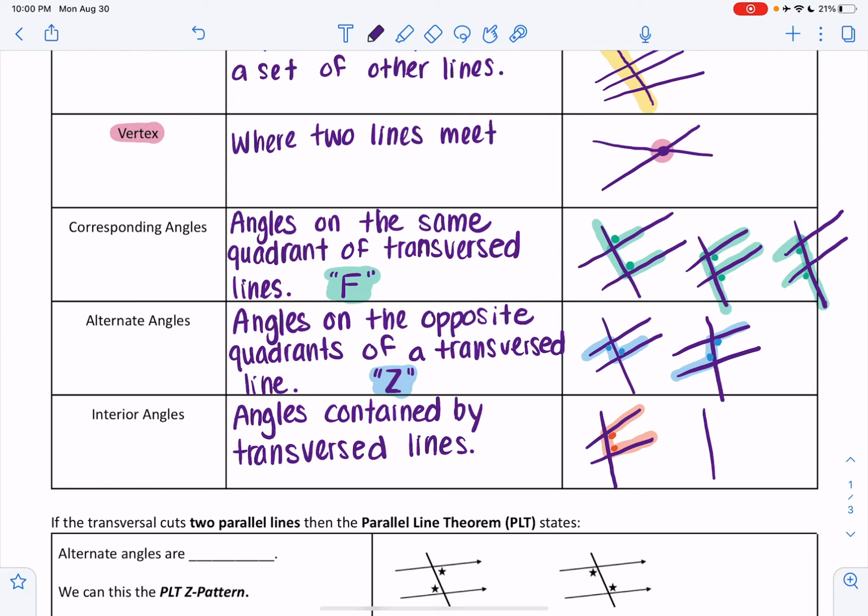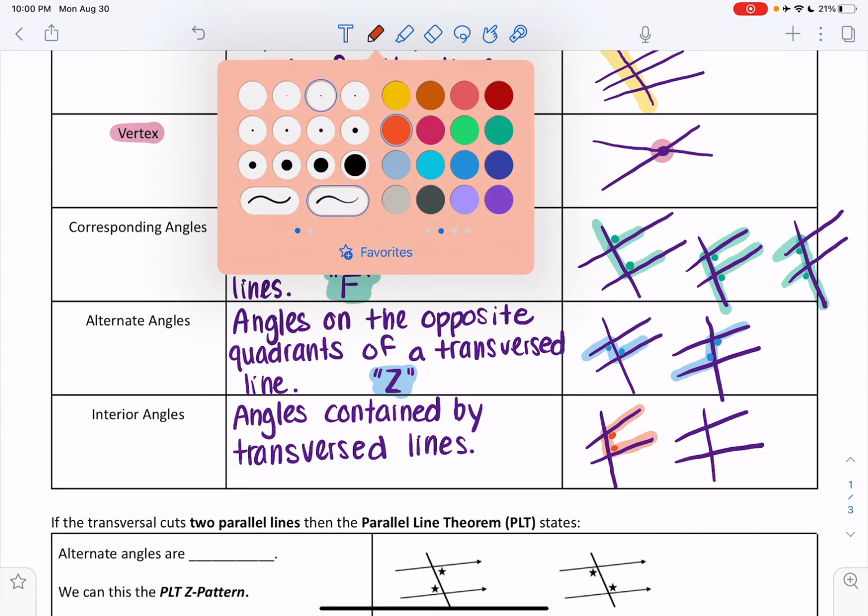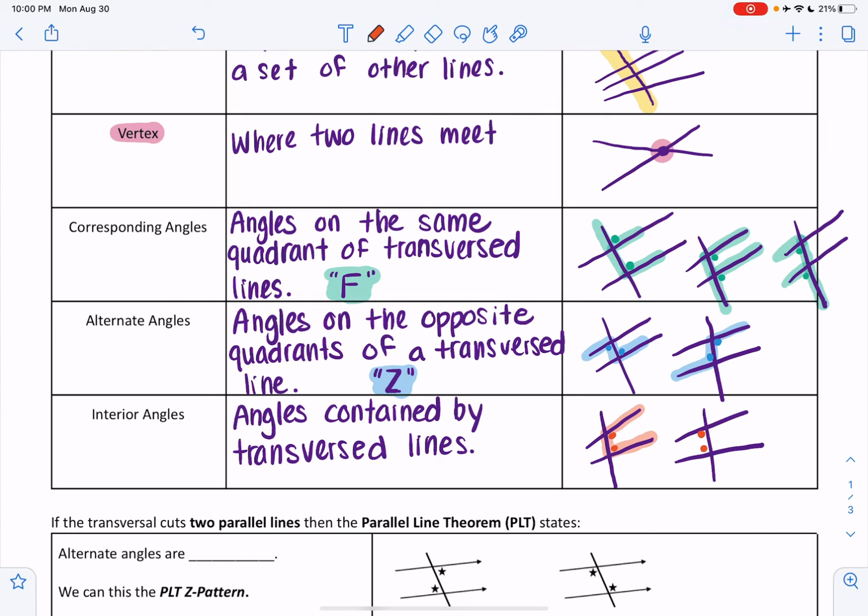That's absolutely fair. So I could have my transversal like this. Remember, we need that transversal cutting through our other lines. Now, I can also have my backwards C. So these ones would also be called interior angles. So interior angles are my C shape.